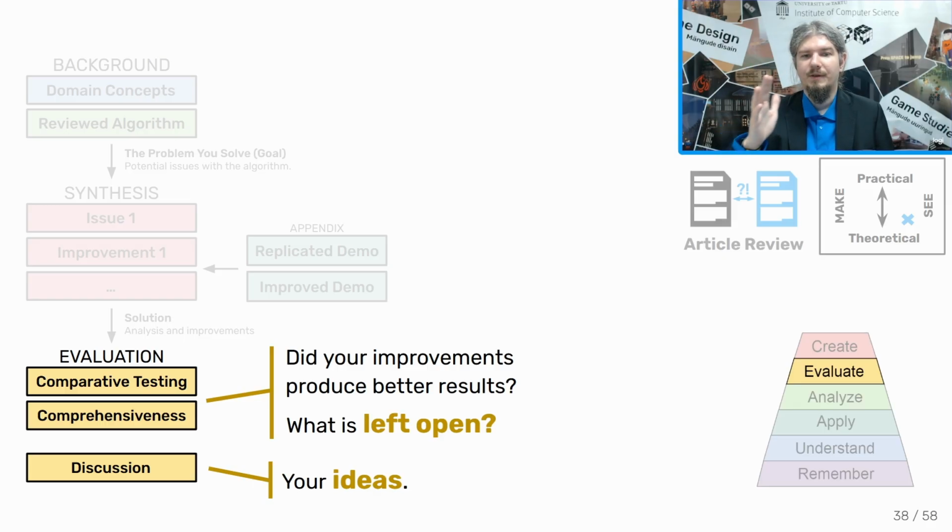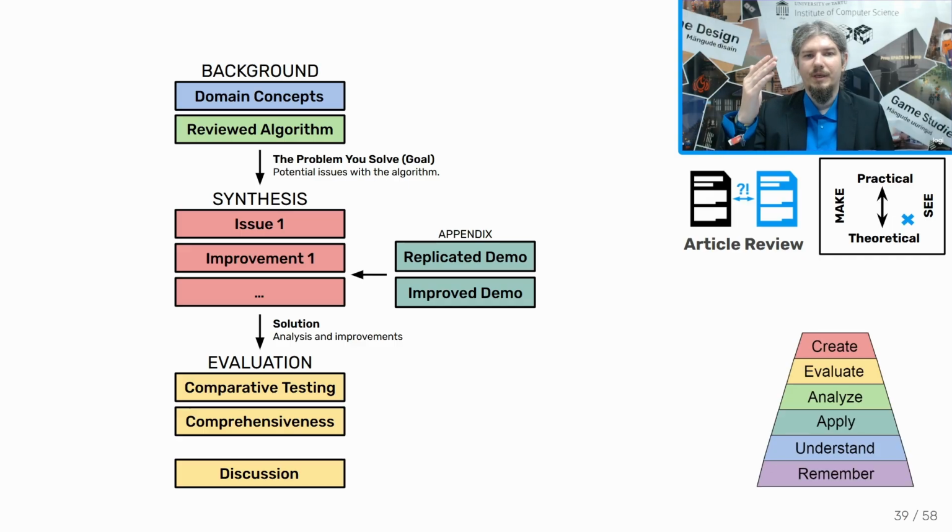You should also specify what were the issues that were left open. You can never make a perfect algorithm that works in all the different cases. So what are the potential new avenues of research, or new avenues where someone else can improve? And you can end with a discussion chapter where you explain your ideas, how these improvements worked, and what could potentially be something that cannot be improved with this approach, and so on. So these would be the different semantical parts of the article review type thesis.